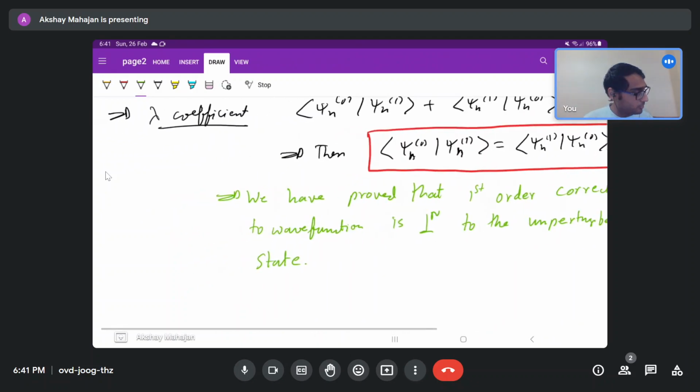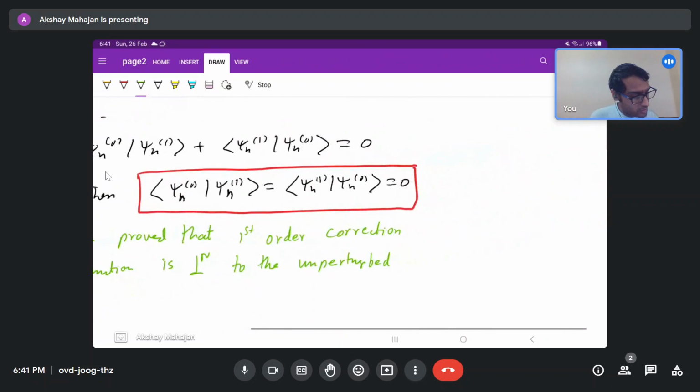These are some additional proofs that we can do. Here also they are complex conjugates, and since these are just complex numbers, you can make them real as well.